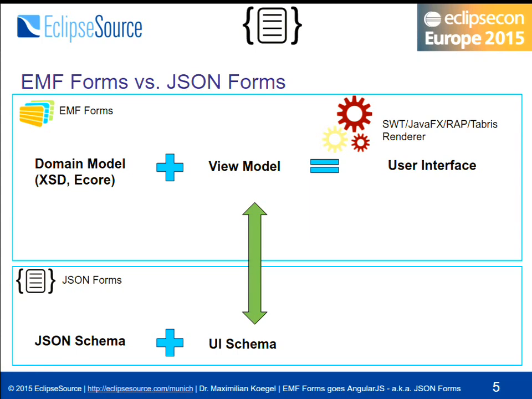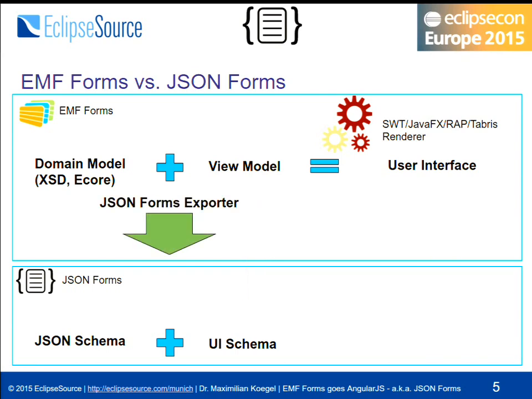The approach that we have taken so far, that's also why the talk is EMF Forms goes AngularJS, we have created a JSON Forms exporter within EMF Forms. And this exporter will create from the domain model a JSON schema and from the view model a UI schema. And that is also what I'm going to demo today.